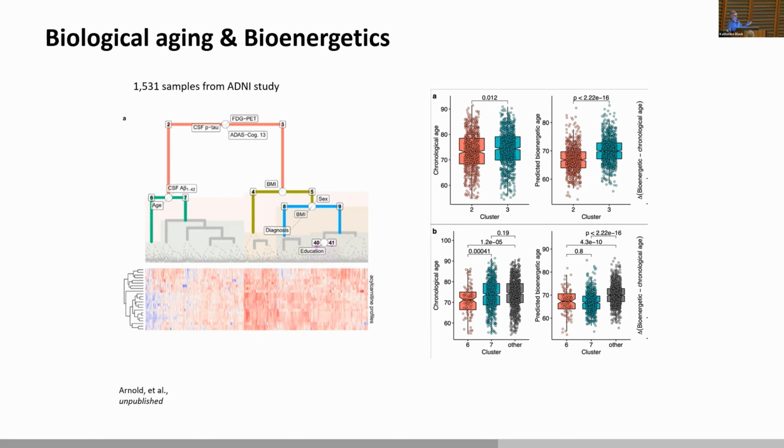We sometimes refer to it as a resilience cluster. It could also be a resistance cluster. I'm not going to get into the weeds of that discussion. But whatever it is observationally, the lower the predicted mitochondrial age, the better off they are with respect to Alzheimer's disease. And we're currently still looking into how this goes further.